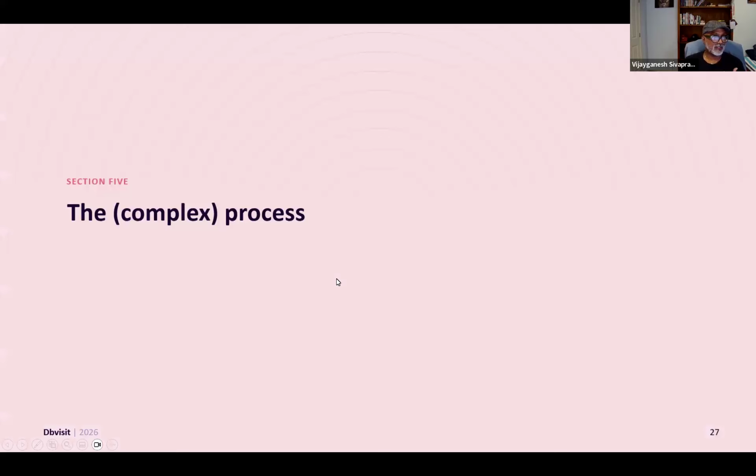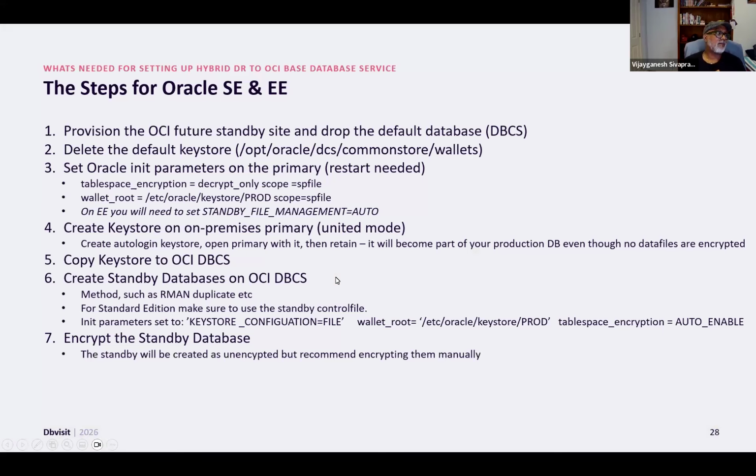Let's see what the complexity here is. As you say, the first step is we provision the OCI for your future standby environment and then drop the default database that was created in your DBCS environment. You also have to delete the default key store that was created there, because we don't want that key store to be there, as we'll be creating a new key store on your on-premise environment. On your on-premise environment, set these parameters. The tablespace encryption parameter should be set as decrypt only. You have to set your wallet root. And if you're on Enterprise Edition, you have to set your standby file management to auto as well.